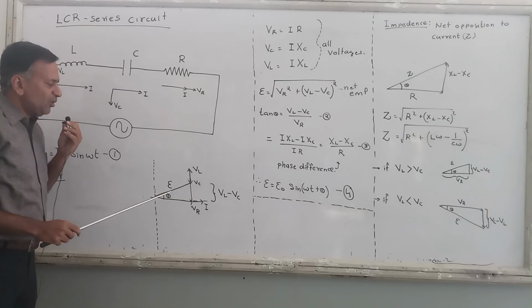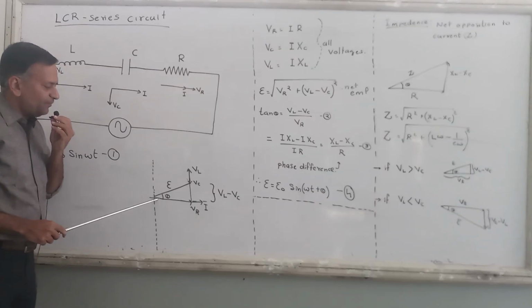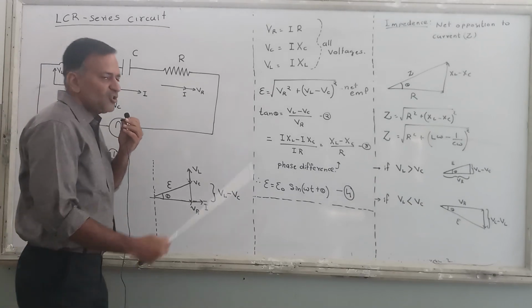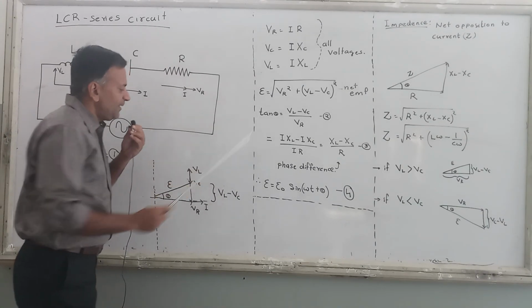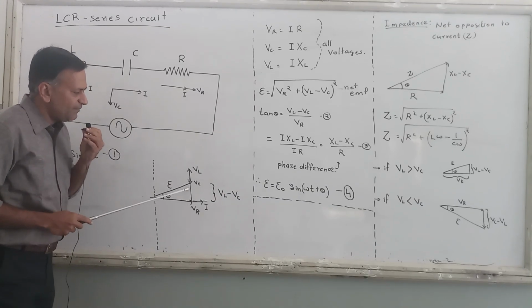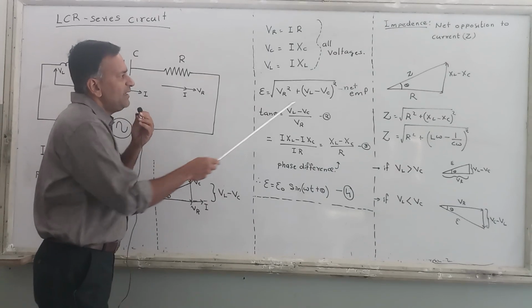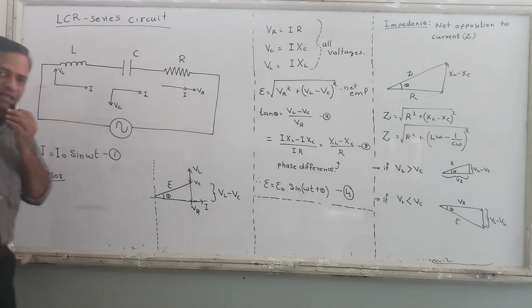And now using Pythagoras theorem, I can find the value of epsilon, the resulting EMF. This side ka square and this side ka square, this one and this one, they have to be squared and then rooted. So VR square plus VL minus VC, this is VL minus VC, this square. This is what? This is the net EMF of the circuit.